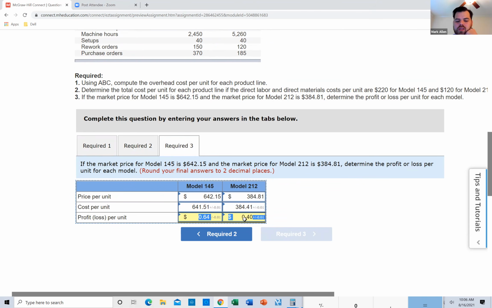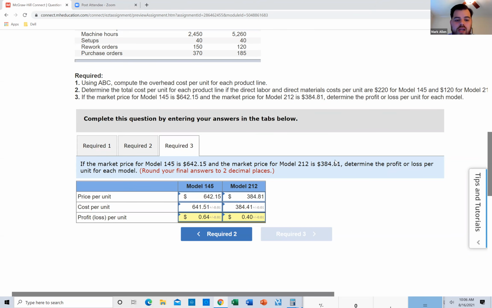So it looks like both of these are getting pretty slim profit margins. Are they both still profitable? Yes, at least in my number example, they are. This is algorithmic, so yours could have a loss, or one loss and one profit, anything like that. But am I thrilled with this analysis, right?